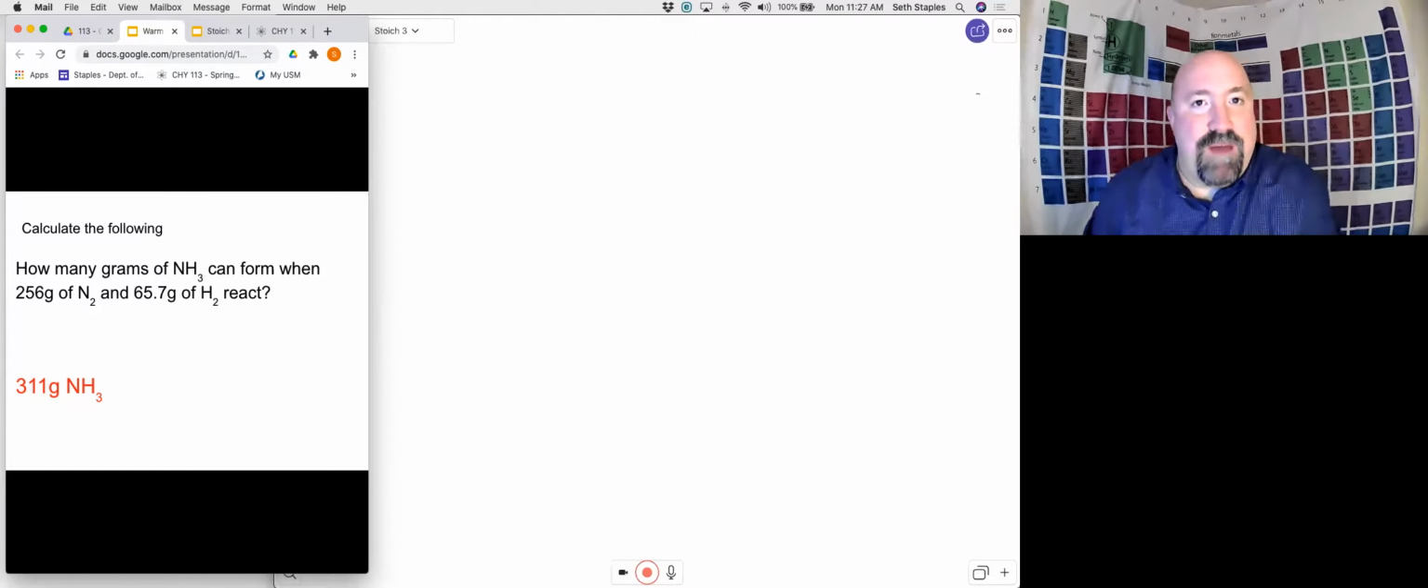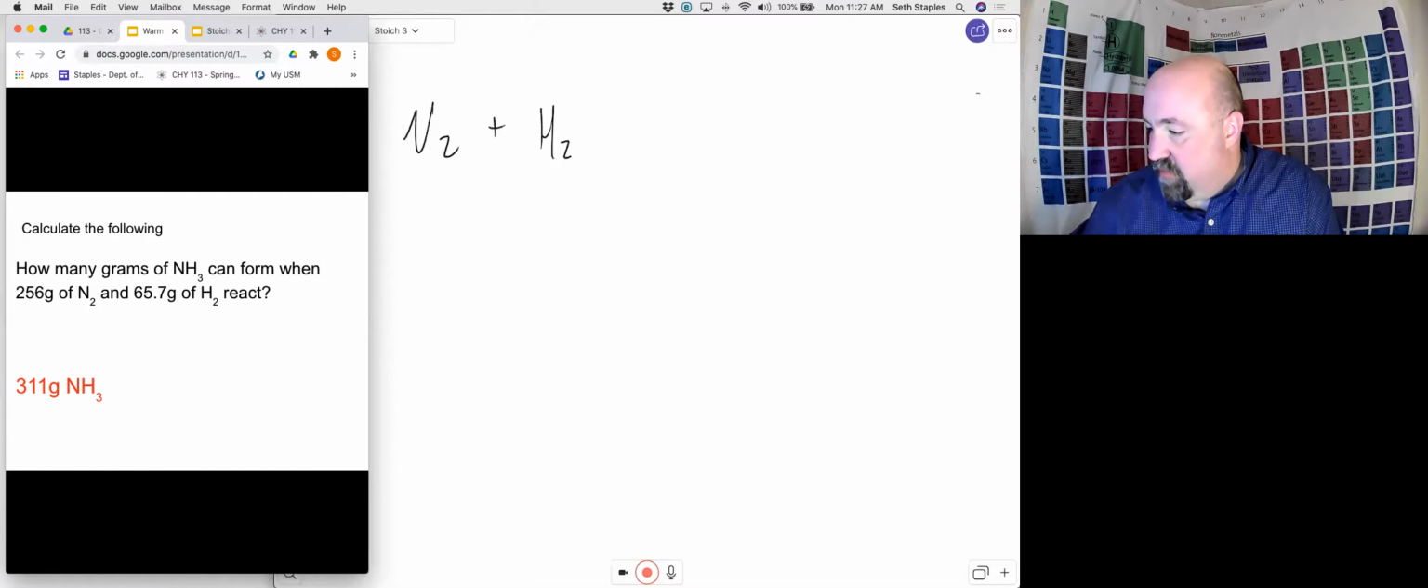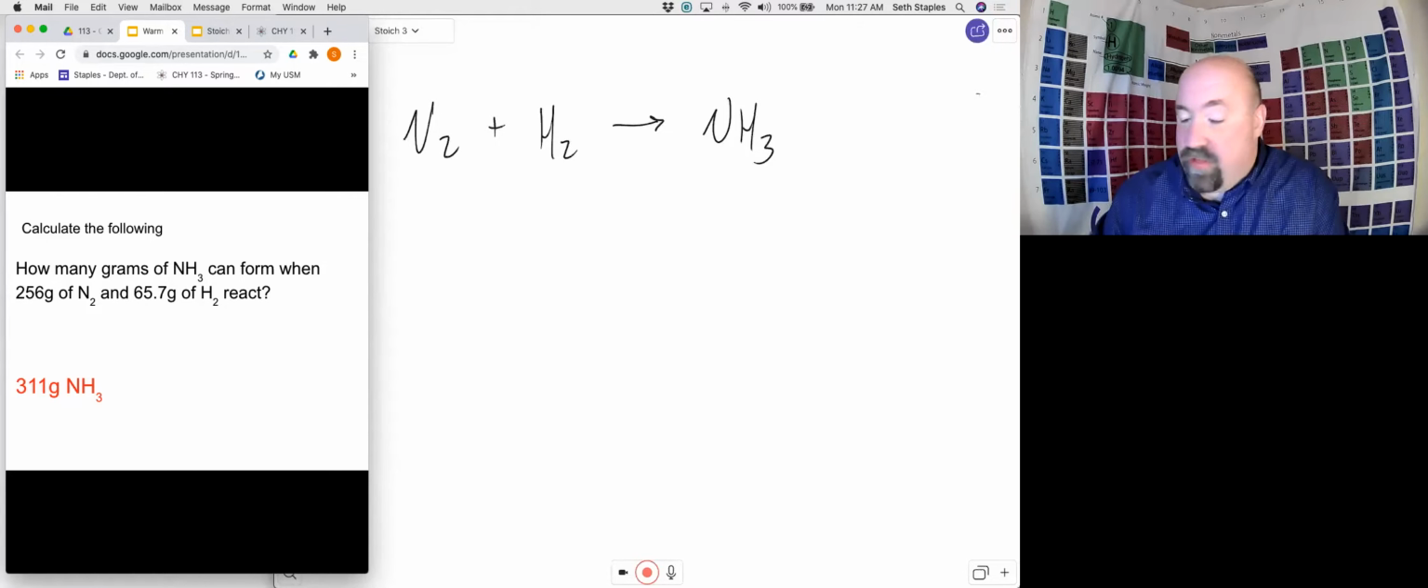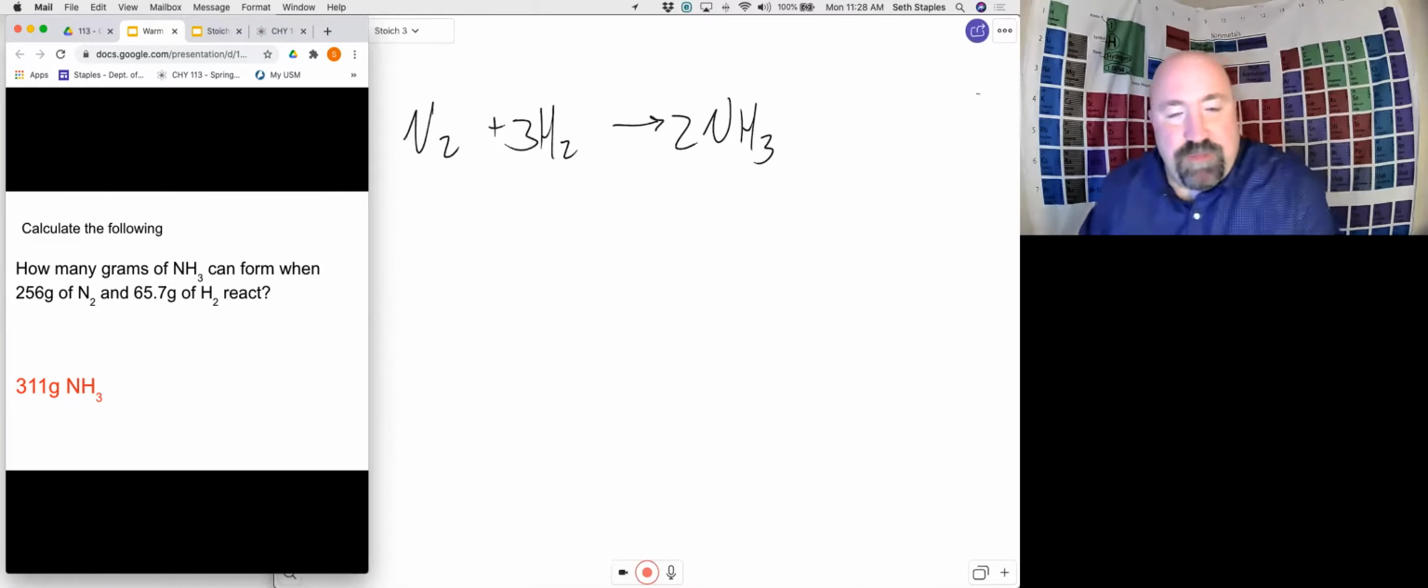All right, so let's come up with our chemical equation for this production of ammonia. We have N2 plus H2 react to form NH3. And then we still need to balance our equation. 2NH3 to balance our N's, and then 3H2 to balance our H's. And so the first thing we need to do is to determine our limiting reactant.